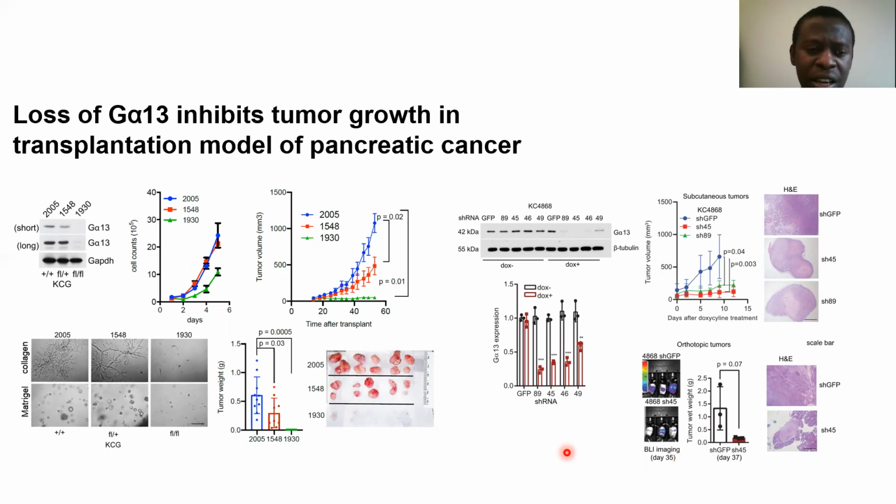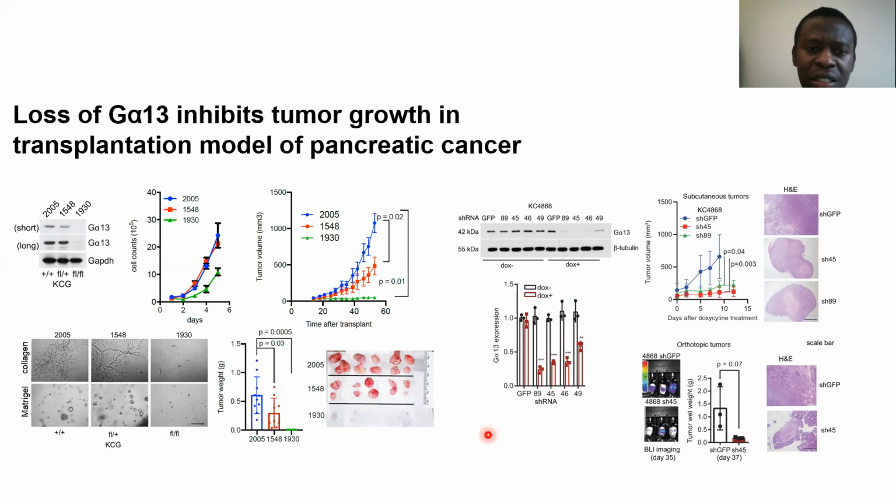We next investigated the role of Gα13 in the cancer cell lines, and by establishing cell lines from these mice, we saw that loss of Gα13 results in reduced growth in 2D and 3D environments, which is consistent with previous reports. And when we injected these cells in vivo, we saw that the cells failed to grow in the subcutaneous space. We saw a similar effect when we used shRNA to inducibly knock down Gα13.